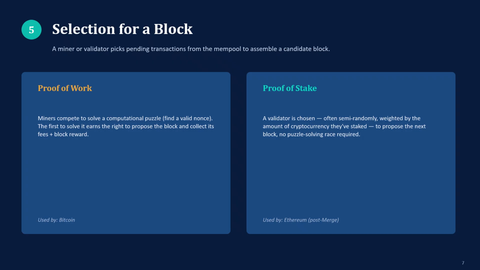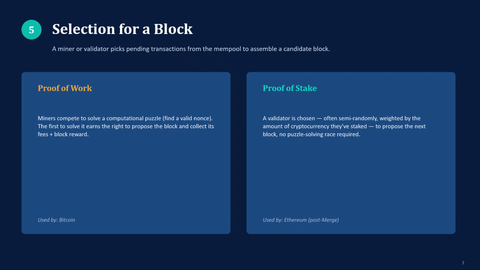Now we are going to talk about selection for a block. How are we going to select a block? Sitting in a mempool doesn't get a transaction into the ledger. Someone has to actively pick it. How that happens depends on the consensus mechanism.